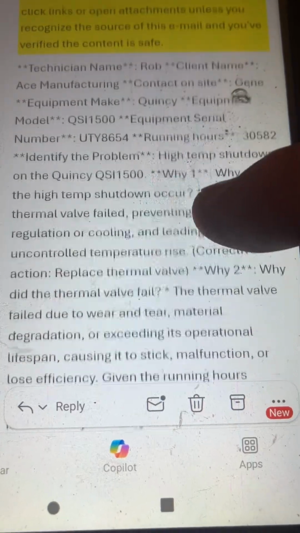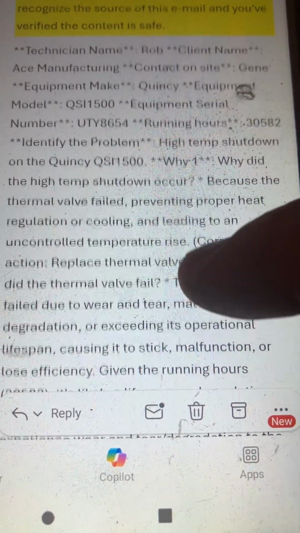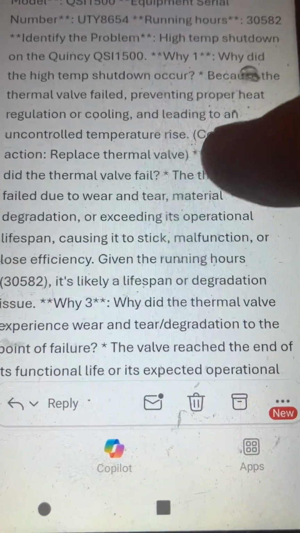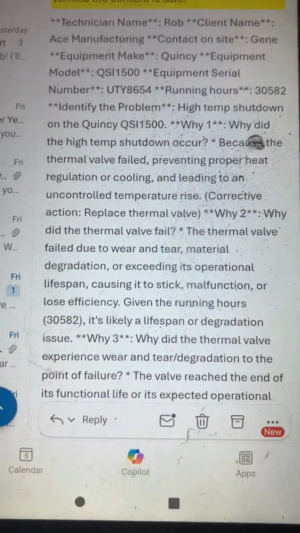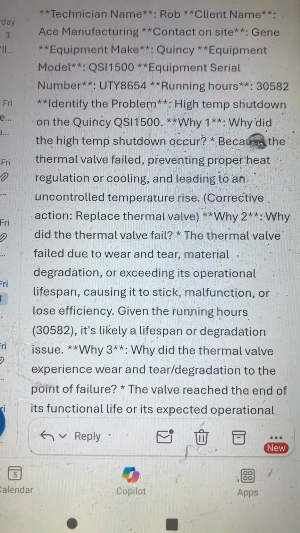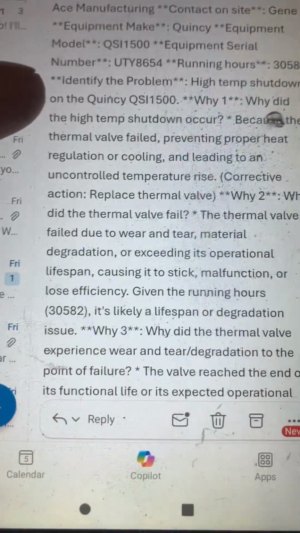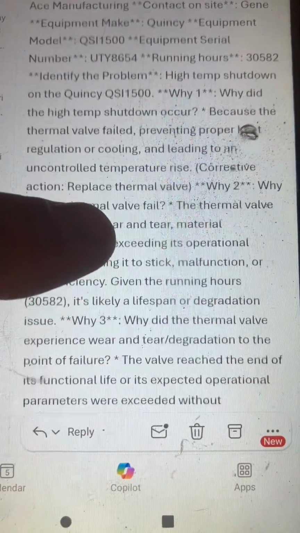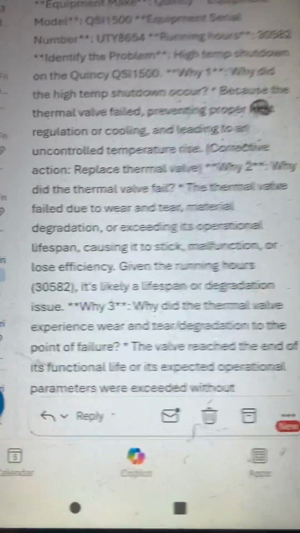But anyway, you can see we have our technician name, our client name, contact on site, make, model, serial, all that information. And then here's where the AI comes into play. So identify the problem, high temperature shutdown. We use a 5 Why format for this. So why did the high temp shutdown occur?